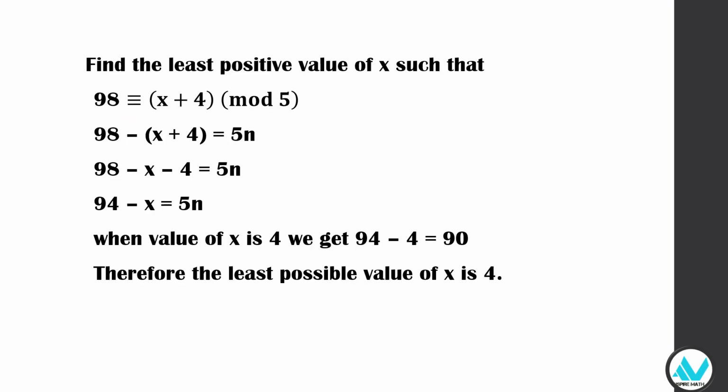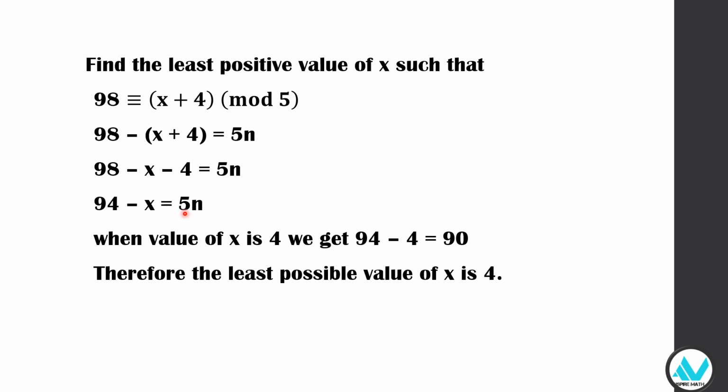Now let us see a problem based on this. Find the least possible value of x such that 98 is congruent to x plus 4 mod 5. Now as usual I am going to apply the formula. a congruent to b mod n is nothing but a minus b equals some multiple of n, here 5n. So here 98 minus (x plus 4) equals 5n. Now let me take the minus inside. So minus x, minus into plus gives me minus 4, equals 5n. So 98 minus 4 gives me 94. 94 minus x equals 5n.